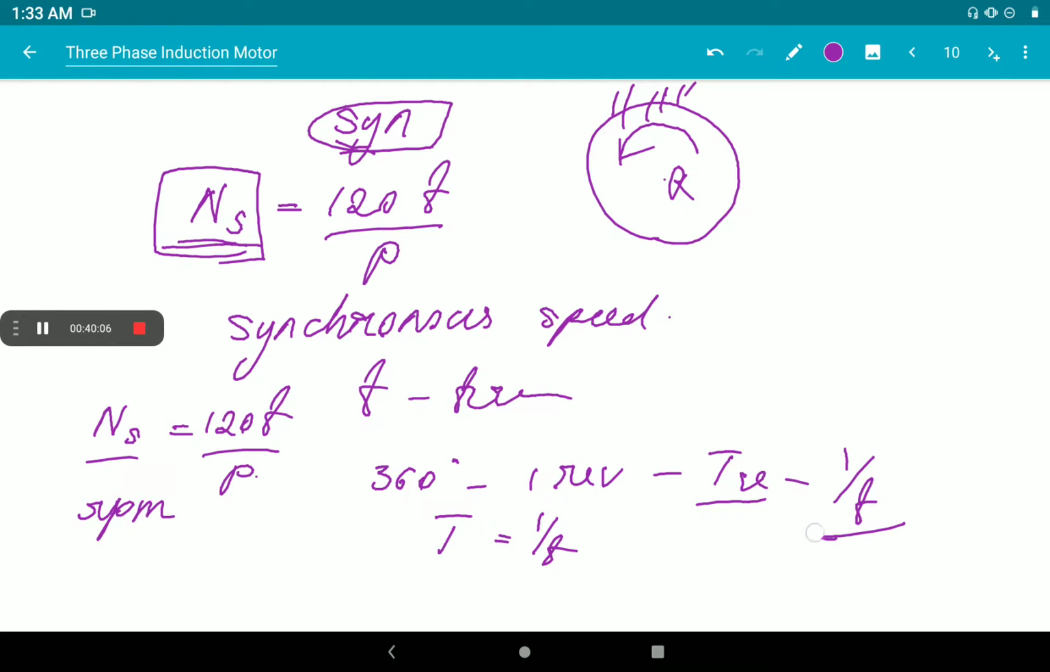We know that this is 1 by F for 1 revolution. For 60 seconds, how many revolutions are made? We can write it as 60 by 1 by F. So we can write it as 60F.